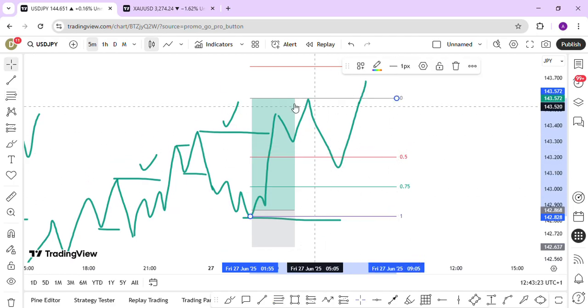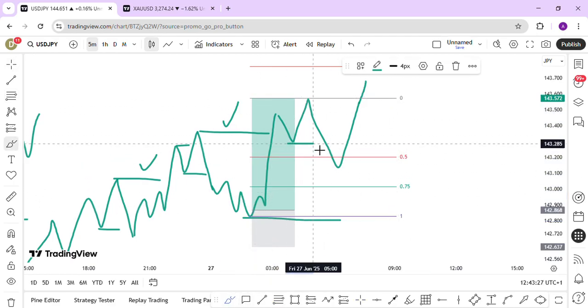So look at this now. This is our high because this level serves as a liquidity like this. And we are to do what?